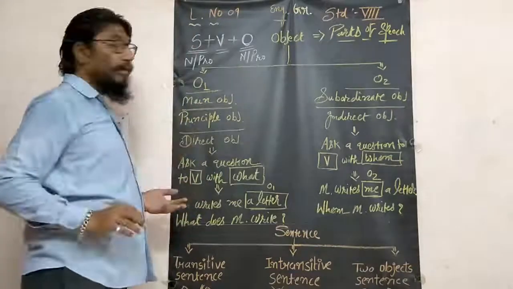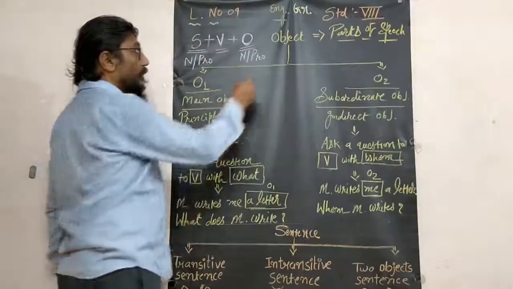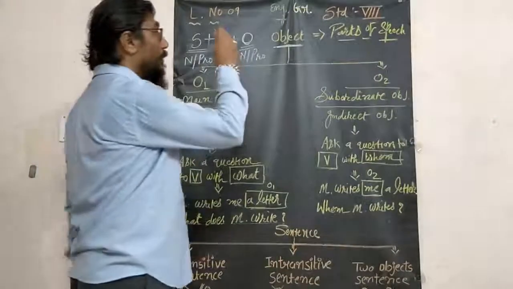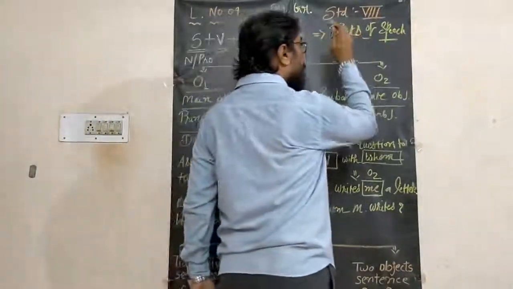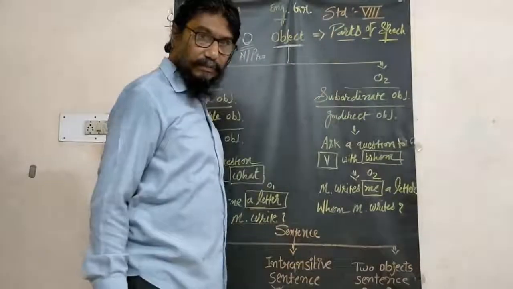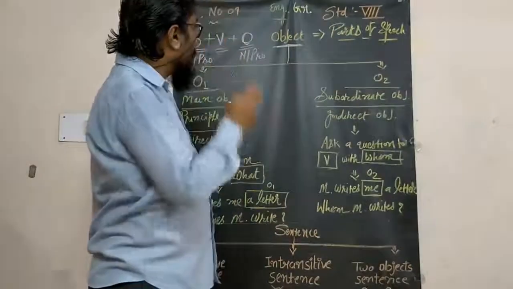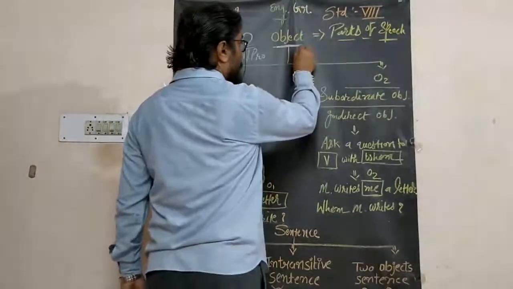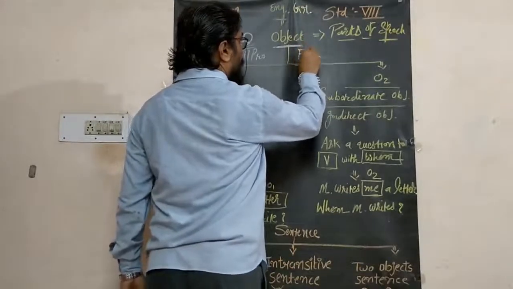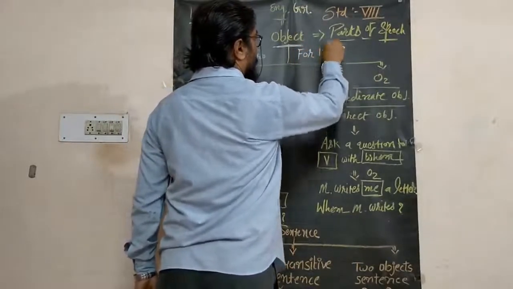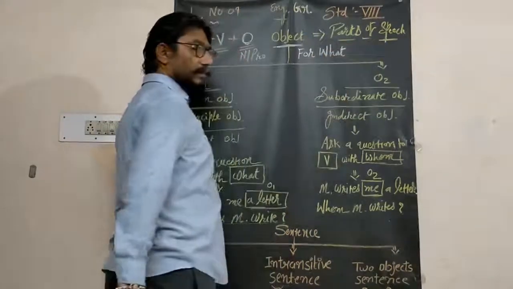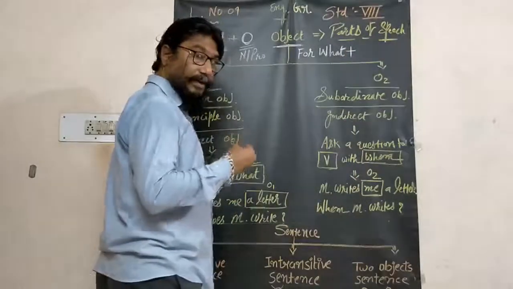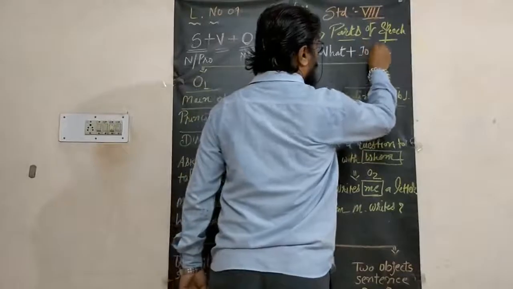Up till now, what have we completed about subject? Now we are concentrating on object. Object is also one of the important parts in parts of speech. What can be the object? Object is equal to for what, plus, and to whom.